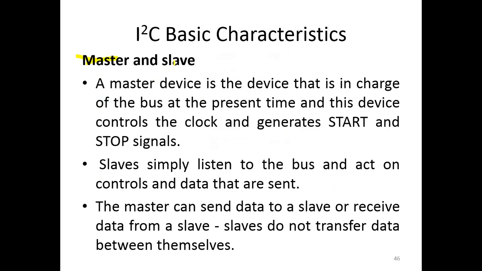Let's see now the master and the slave. The master device is the device that is in charge of the bus. It will generate the clock signal, and it will generate the start condition and the stop condition. The slaves will just be listening to the bus, and they will act only if they are selected. If the slave is selected, it can receive or send the data. So the master can send the data to the slave or receive the data from the slave.